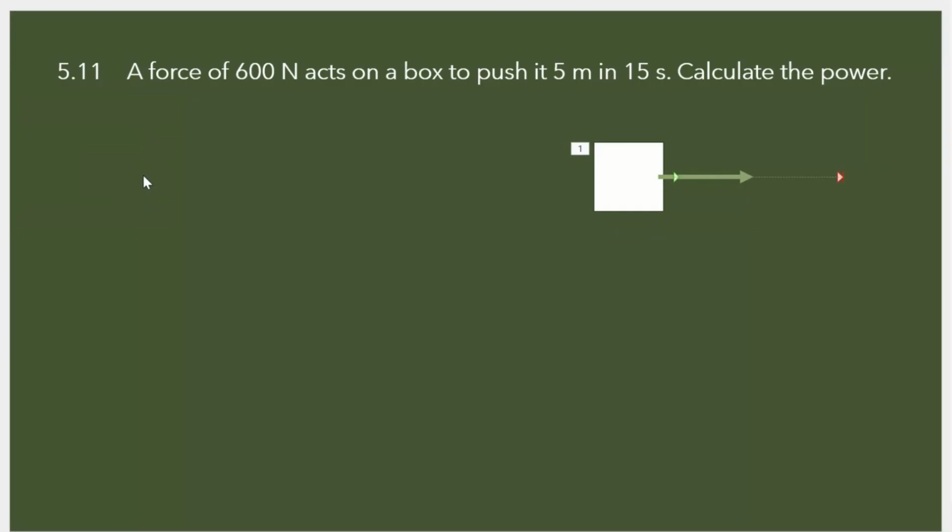Dear students, today we will solve the 11th question from chapter number 5. This is physics class 9. The question says that a force of 600 Newton acts on a box to push it 5 meter in 15 seconds. Calculate the power.